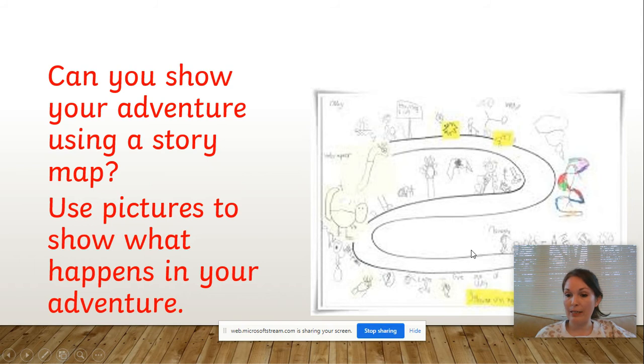And at the end, well, you don't have to have a happy ending. You could have him discover lots of treasure, or maybe he discovers something scary. Remember, you don't always have to have a happy ending, boys and girls, but you're showing us in your map by pictures and some arrows the beginning, the middle, and the end of the story.